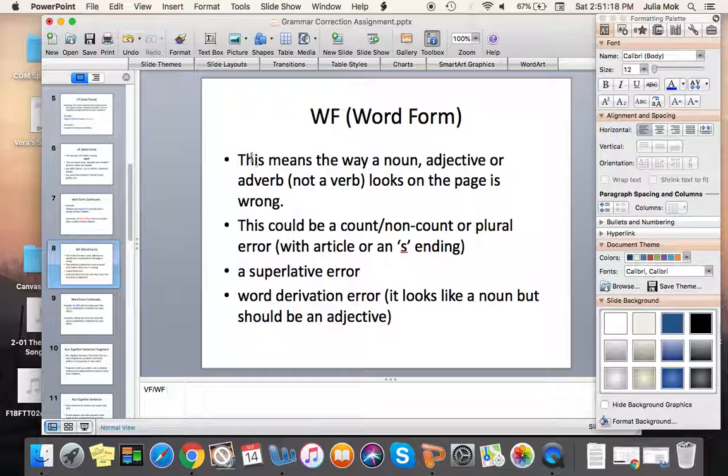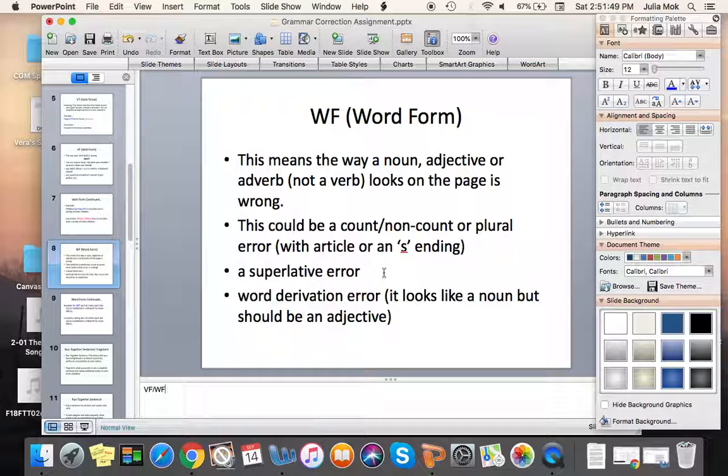So again, a word form error means that the way a noun, an adjective, or an adverb looks on the page is wrong. So there's a lot of reasons for this. It could be a count or non-count or a plural error with an article, a problem with an article. You don't have a the or an a or an and you should. Or with an S ending. You put an S where there shouldn't be an S. You didn't put an S and there should be an S.